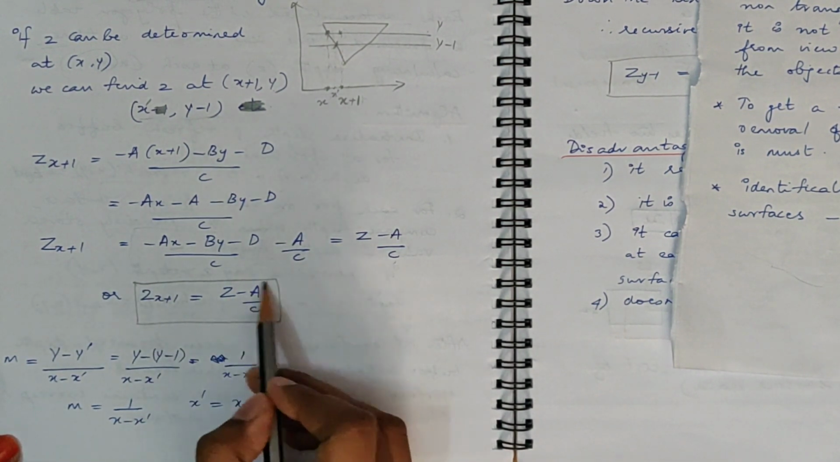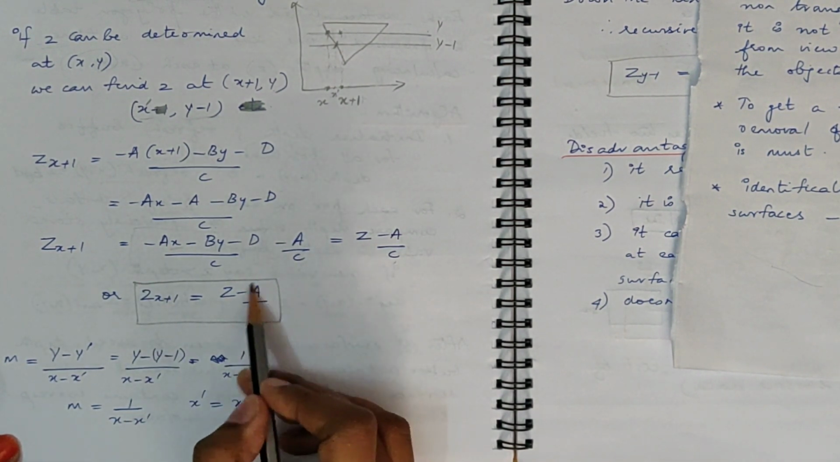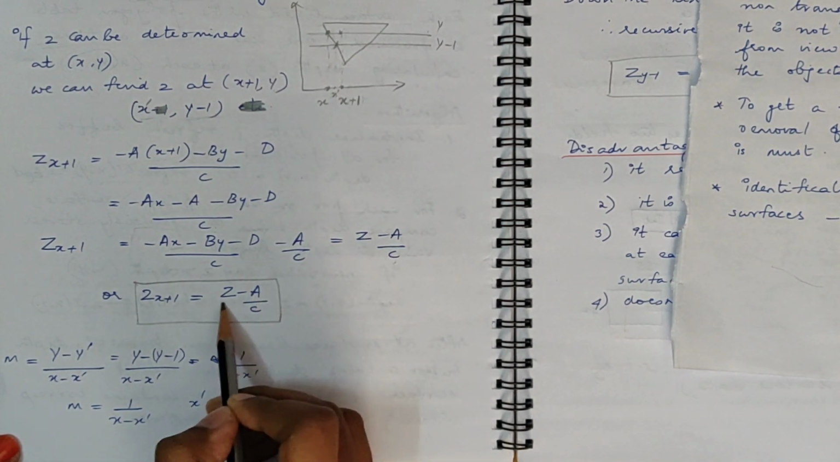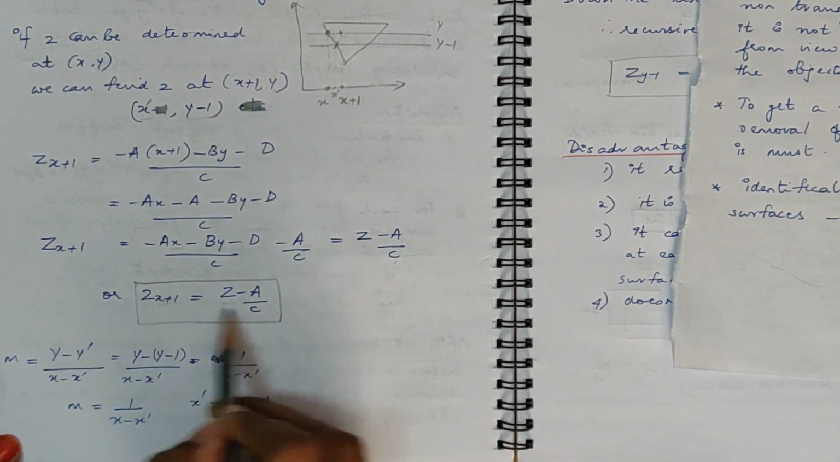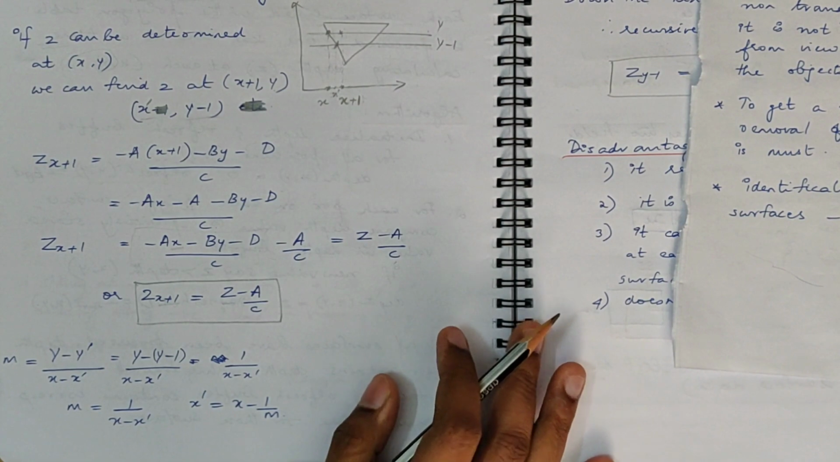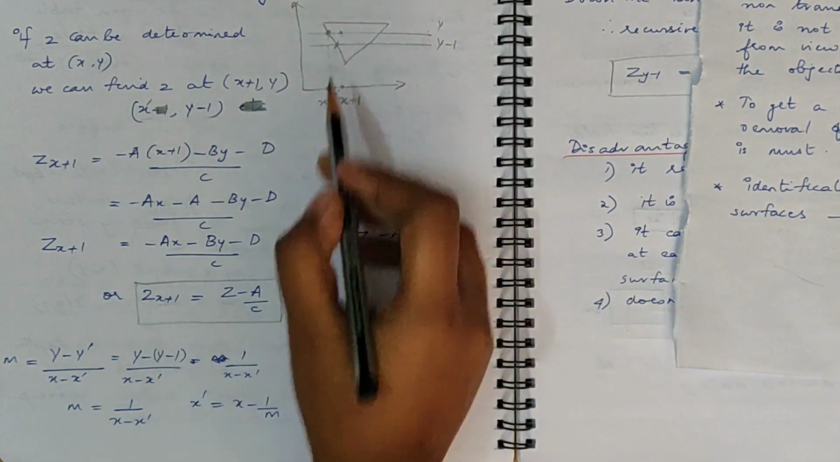This a by c is going to be a constant for you. These are the plane parameters. So once you find z, you can easily find out z at x plus 1 by substituting in this formula. So we have found out what z at x plus 1 is.